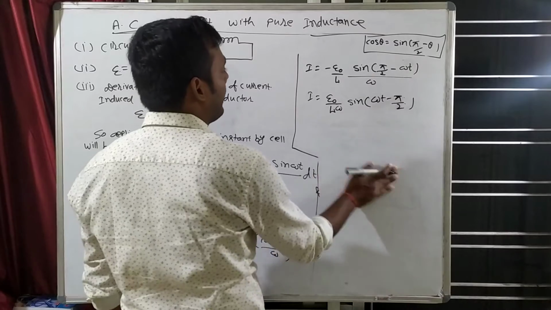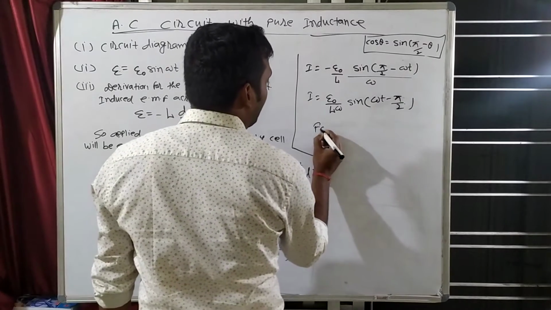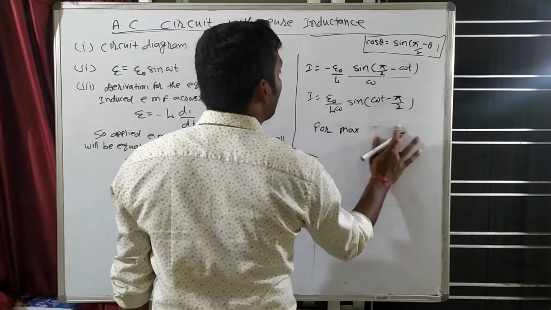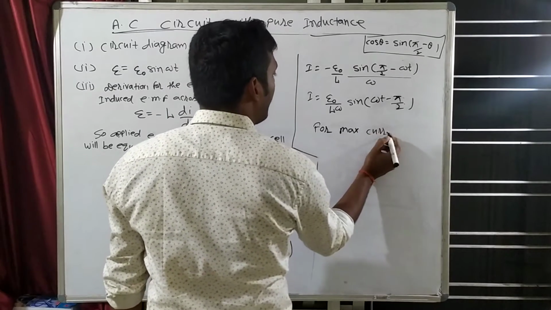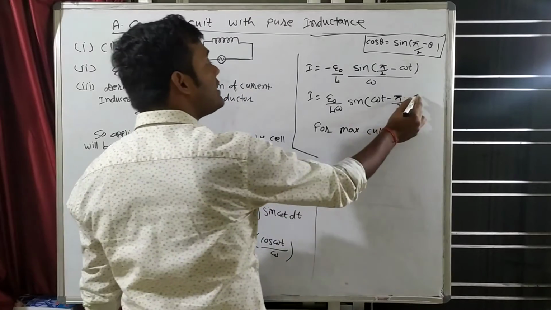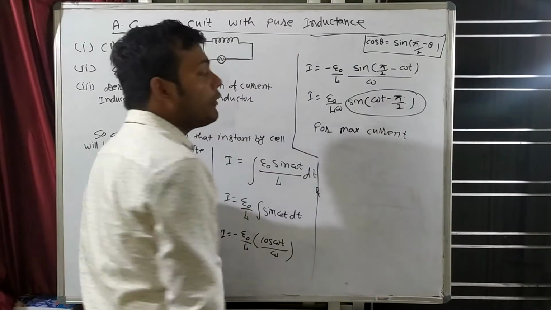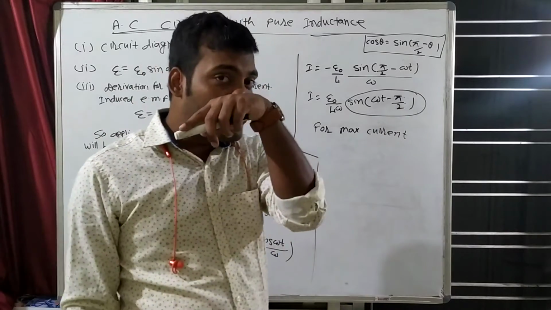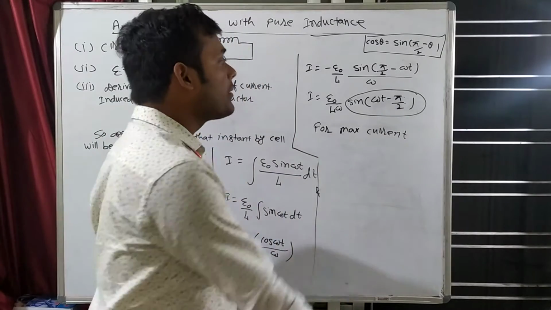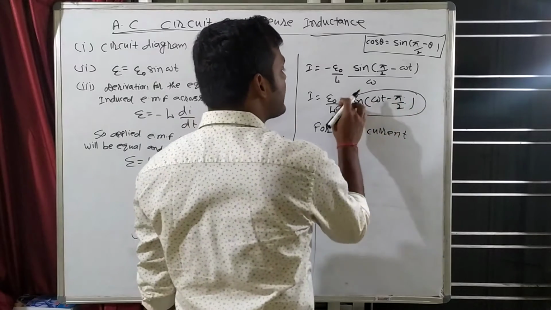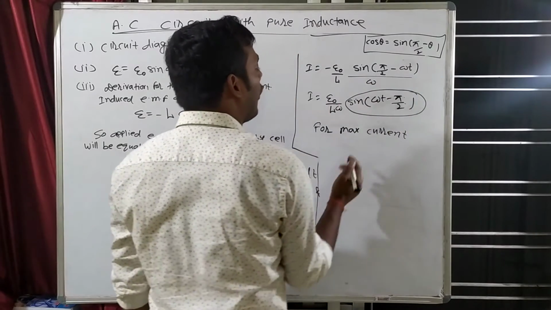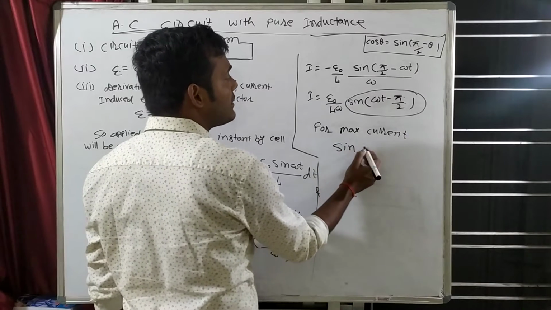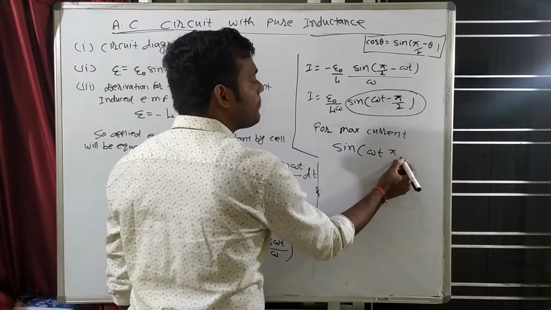Now see what will happen for maximum current. When will the current be maximum? Tell me. When this term will be maximum. And what is this term? This is sin theta. And what is the maximum value of sin theta? Plus 1. So when this complete term takes the value plus 1, then the current will be maximum. So for maximum current, sin omega t minus pi by 2.